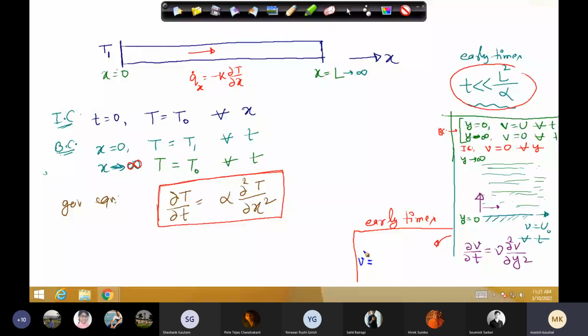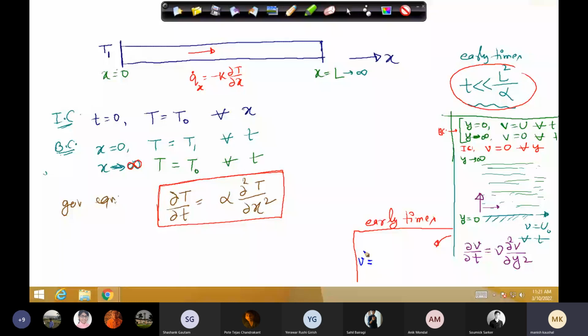It says y equal to 0, v equal to u for all t. Right. Then another boundary: for y equal to infinity, v equal to 0 for all t. Why so? Why is v 0? Any idea? Still reason? Sir, because it is early time.